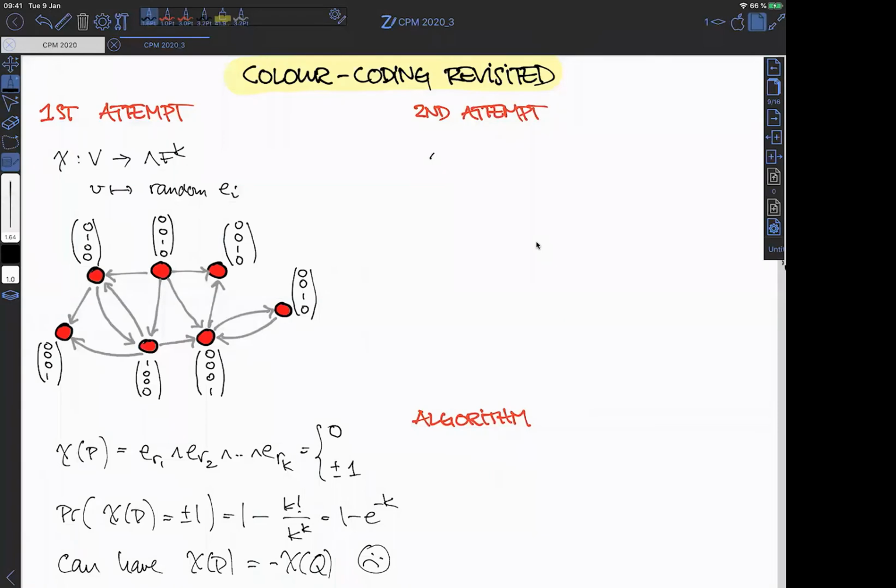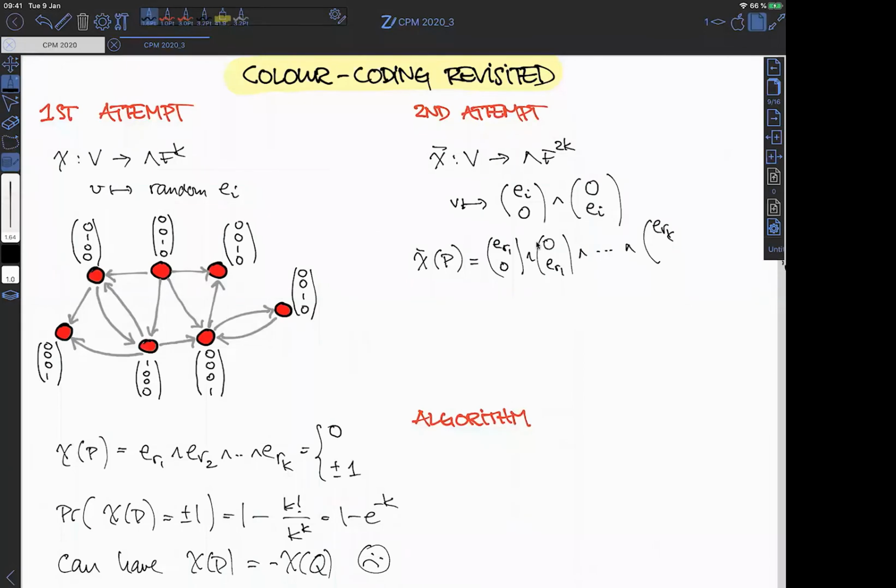But we can patch this because we will just map into a slightly larger object, by sending v to not just a random basis vector, but I will send it to a random basis vector wedge a bunch of zeros padded with the same basis vector. So now, and this is the core trick, chi bar of P, an entire path, is now going to be E_R1,0 wedge 0,E_R1 wedge and so on up to E_RK,0 wedge 0,E_RK. I'm running out of symbols here. So this is a 2K times 2K matrix, or rather the determinant of such a matrix.